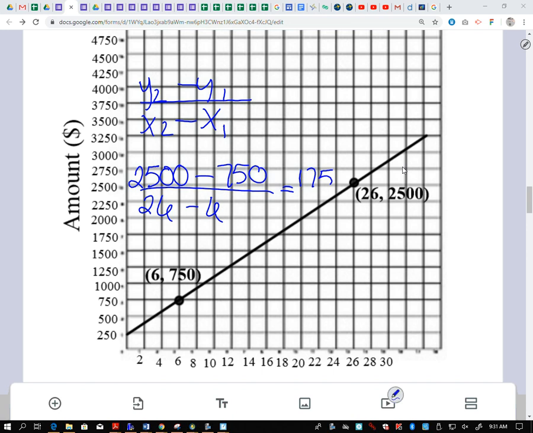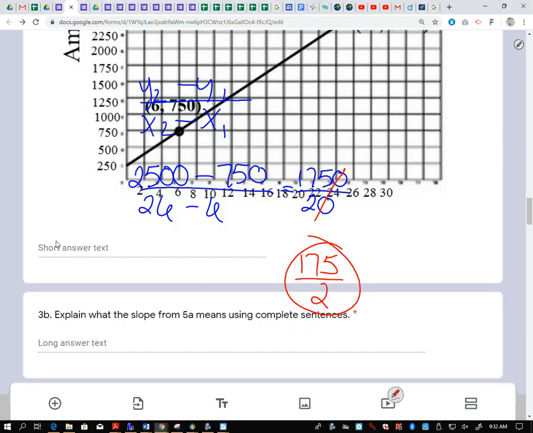1,750. Okay, and what's 26 minus 6? 20. Okay, can we simplify 1750 divided by 20? Okay, what do you get as a fraction? Because keep in mind it's slope, so we want it left as a fraction. What do you get? 175 over 2. I know that's hard to read against that, but 175 over 2 is our answer.